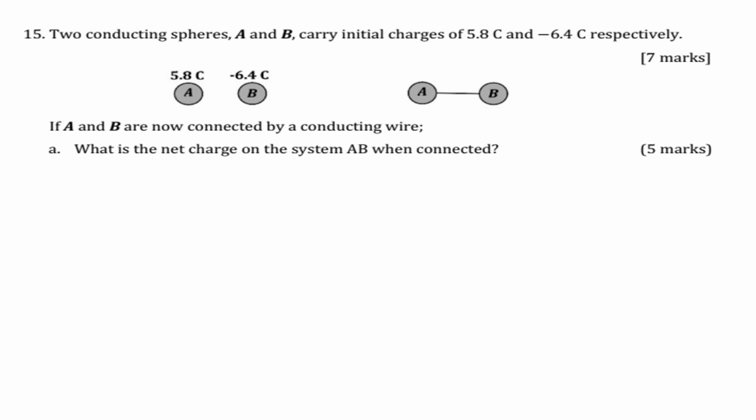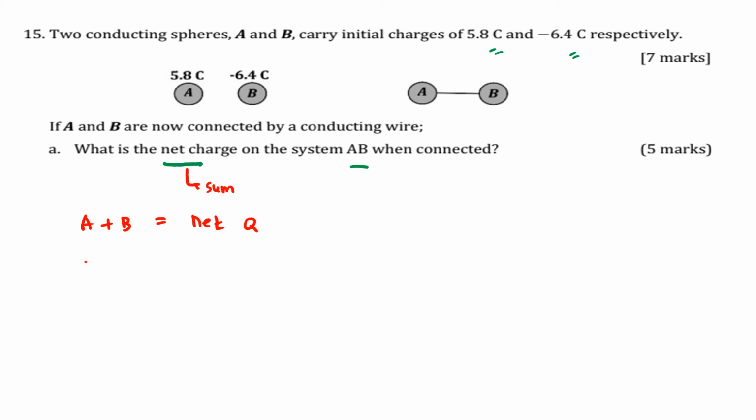Two conducting spheres A and B carry initial charge of 5.8 coulomb and -6.4 coulomb respectively. If A and B are now connected by a conducting wire, what is the net charge on the system AB when connected? So when we say net charge, it's just actually the sum of charge. So this means very easily we could say the charge of A plus the charge of B, that would become the net charge or the net Q.